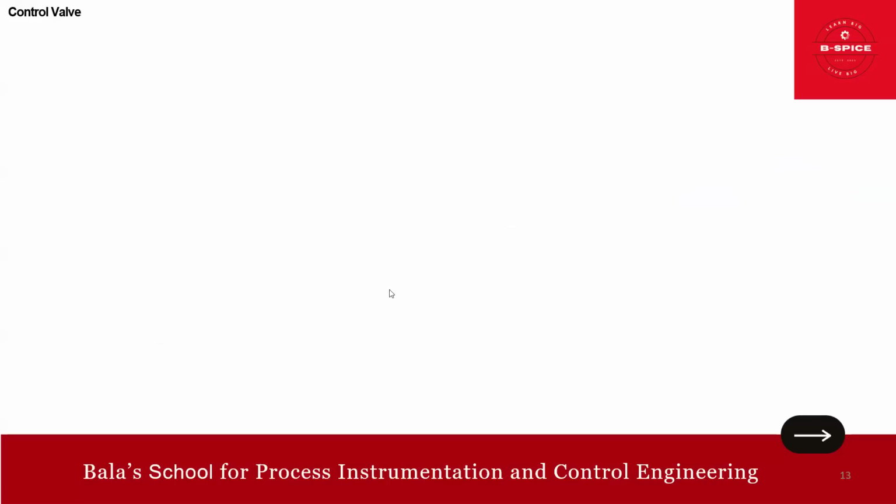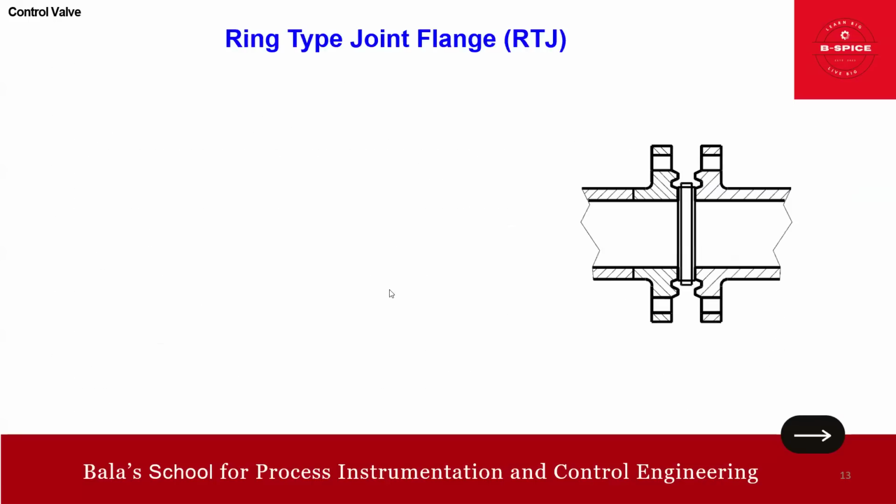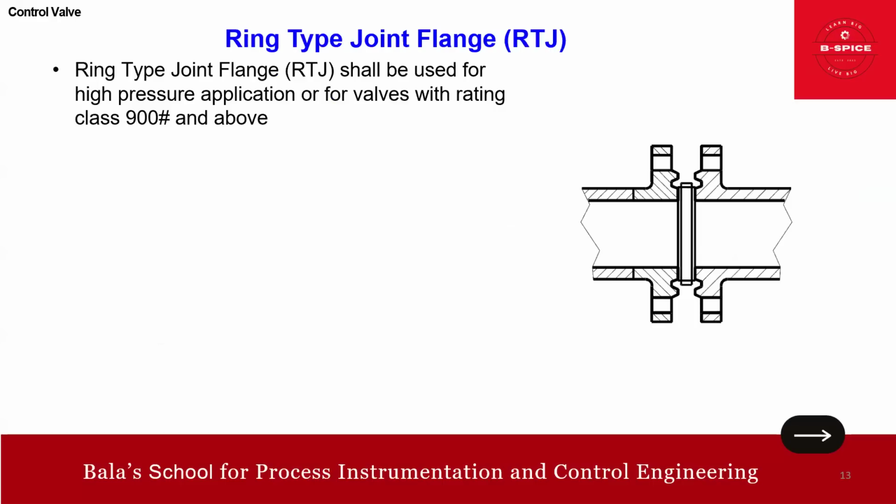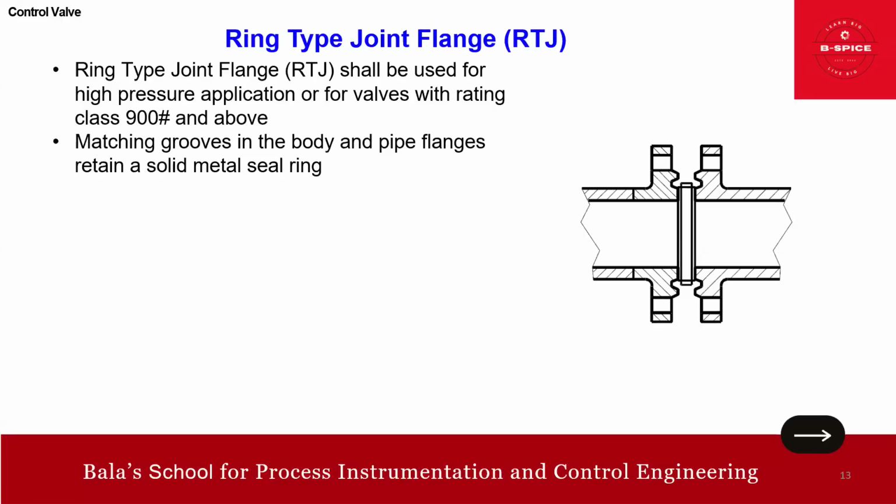Now, another interesting one: the ring type joint, which we call RTJ. Ring type joint RTJ shall be used for high pressure applications of valves with a rating of class 900 pounds and above. Matching grooves in the body and pipe flanges retain a solid metal ring. You can see here, the matching grooves in the body and the pipe flanges retain a solid metal ring.